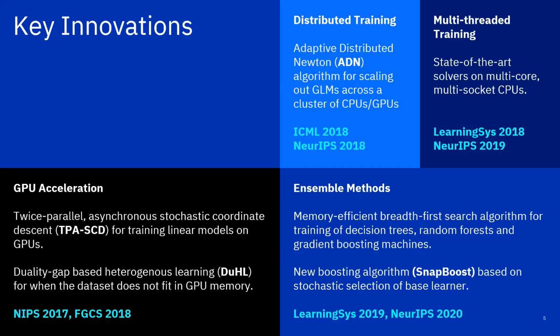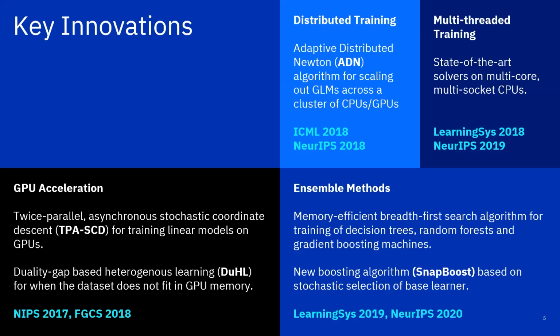CPU hardware. And finally, that brings me to our current work and very recent research, which is around ensemble methods. So we started there looking for how can we accelerate training of models like decision trees and random forests. So we designed new hybrid training algorithms, hybrid between breadth first and depth first search for training those kinds of models. And then we also started asking how can we improve the accuracy of models like boosting machines.